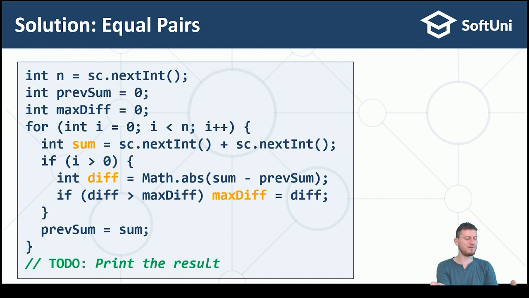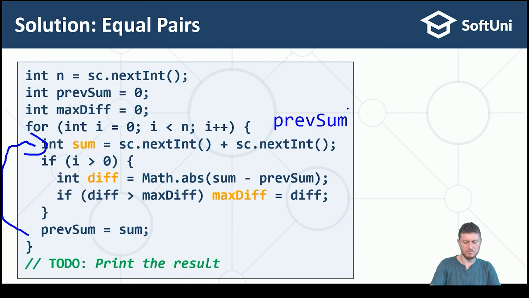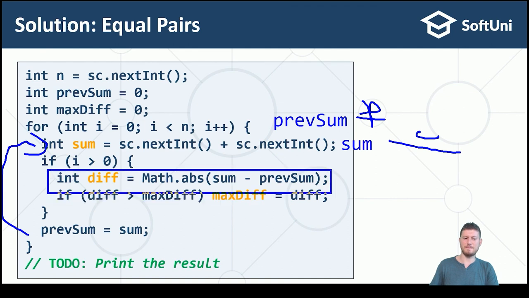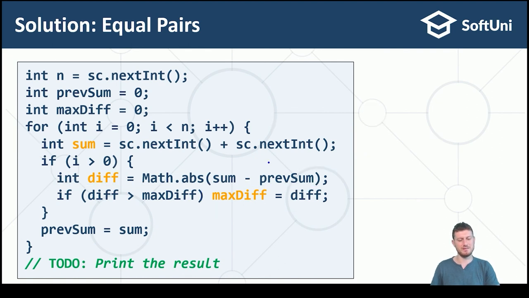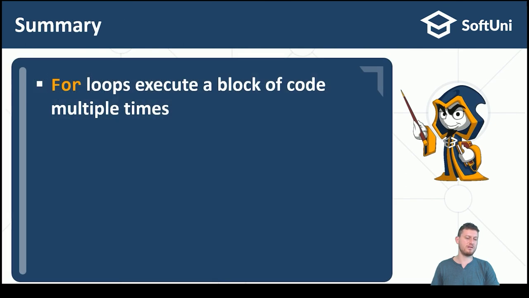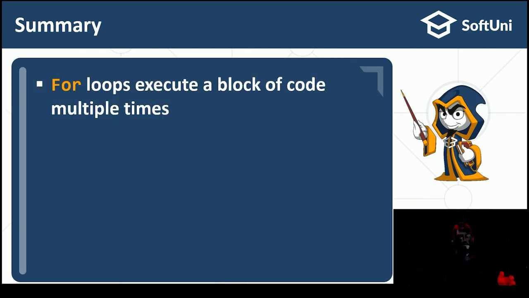Finally, I remember the sum in the pref sum. So at the next iteration, I will have the pref sum, which will hold the sum from the previous step. And here I will have the sum, which is the current one. And I can calculate the difference and check whether the difference is better than the maximum. So this is how this works. Equal pairs. Okay. This was the last problem.